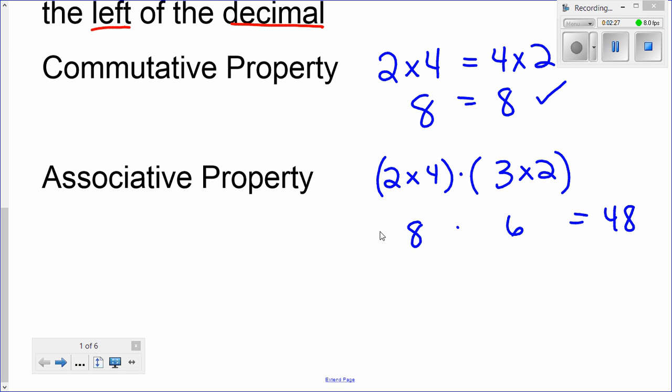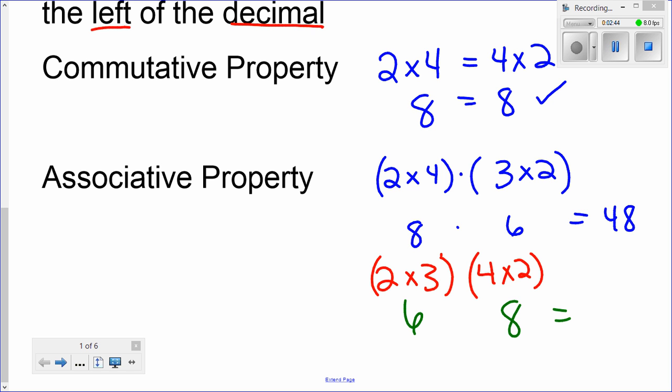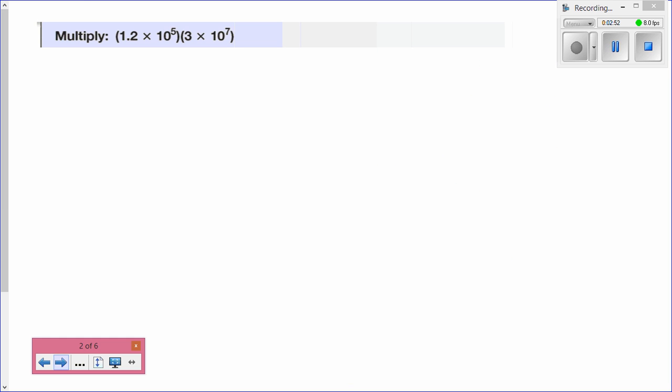If I wanted to change the order, 2 times 3, so I use the commutative property, and I'm going to group these numbers, 4 times 2. That's also the associative property, telling me I'm going to multiply 2 times 3 first. 2 times 3 is 6, 4 times 2 is 8. So there you see the commutative property and the associative property, and they both get you the same answer. So they do work, and we're going to be using them today, especially in this step right here.